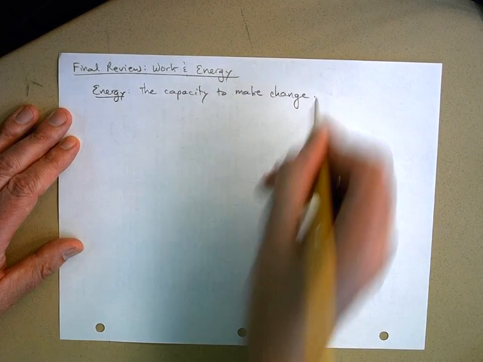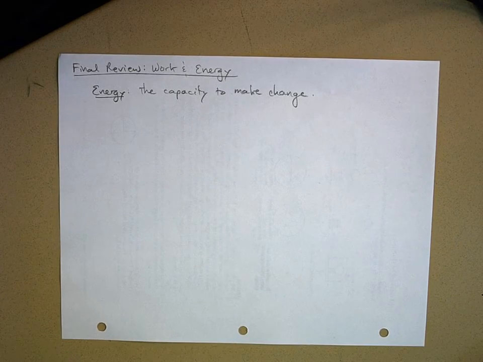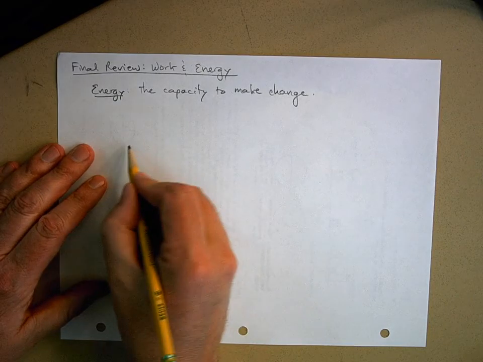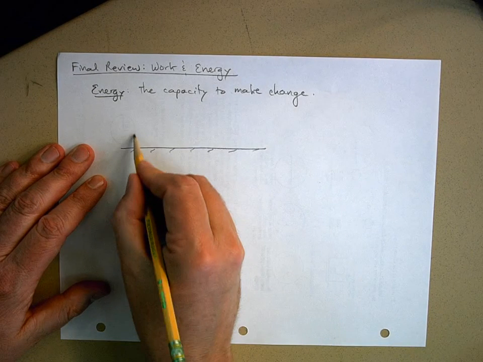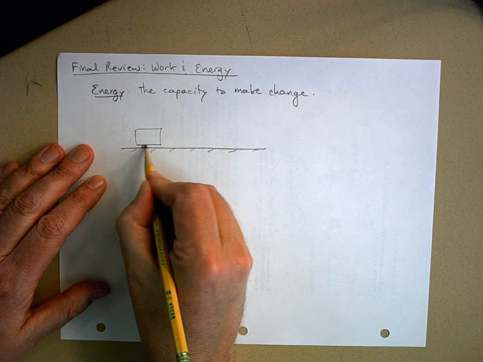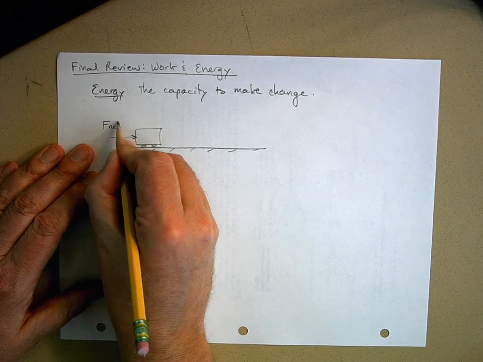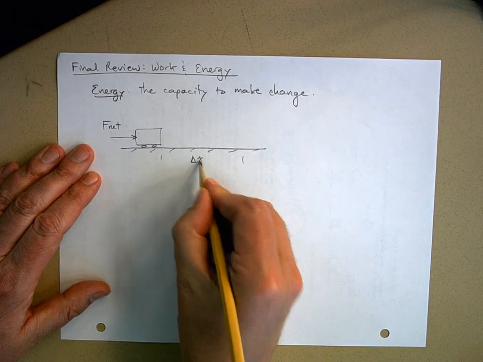And energy comes in many different forms. There's lots of ways of seeing energy in the universe. The way we introduced energy, though, was to imagine a very simple situation where we had a cart with a net force on it. And we applied that net force through some displacement, delta x.